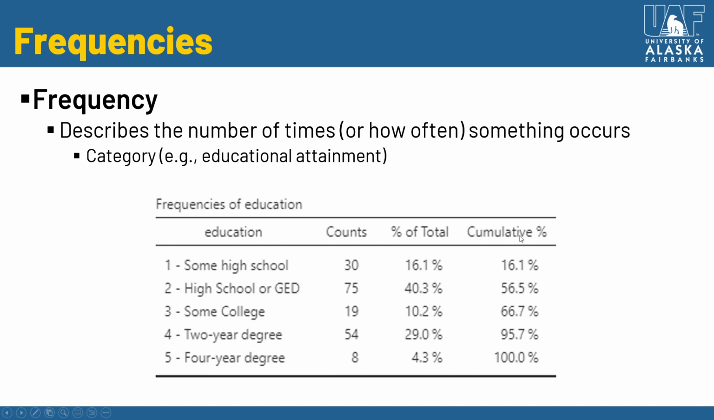And then we can also look at cumulative percent here. Basically, it's just adding these up to 100. So 16% said some high school, 56.5%, or roughly 57%, said that they had, no, sorry, had at most high school or GED, because then we're incorporating this group and the group before it. 67% said they had at most some college, because they either had some college, high school, or some high school, so on and so forth.